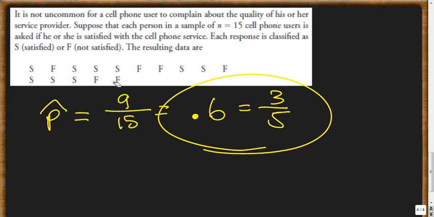Population proportion we will talk about much later, but that's how we find all these values.